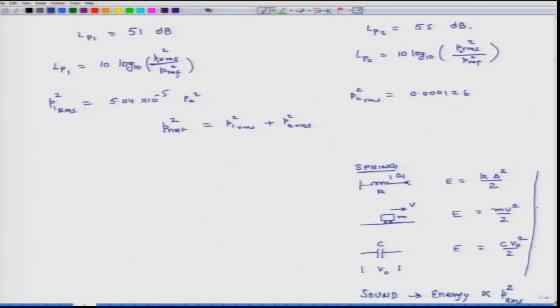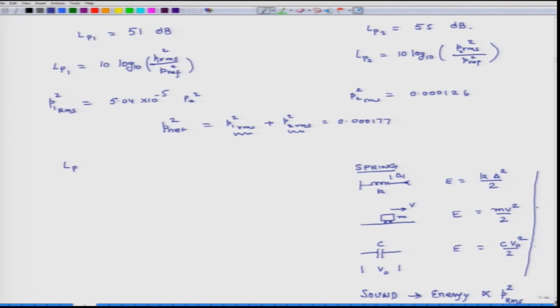So, what am I doing? When I am adding up the squares, what am I doing effectively? I am adding up the energies. Of course, it will be multiplied by some constant, because this is proportional, not the same. So, this comes to be 0.000177.